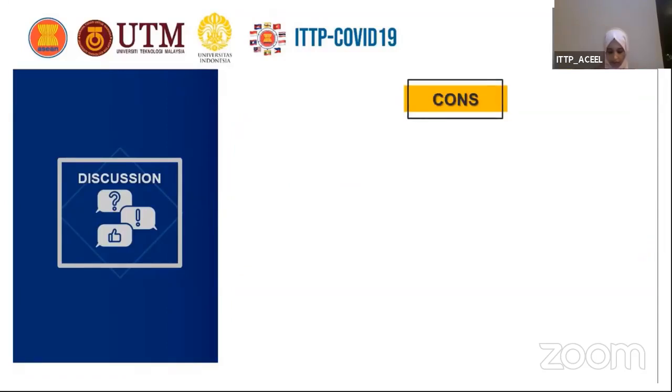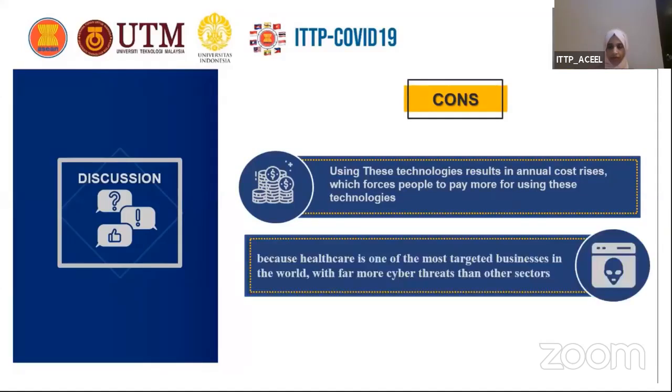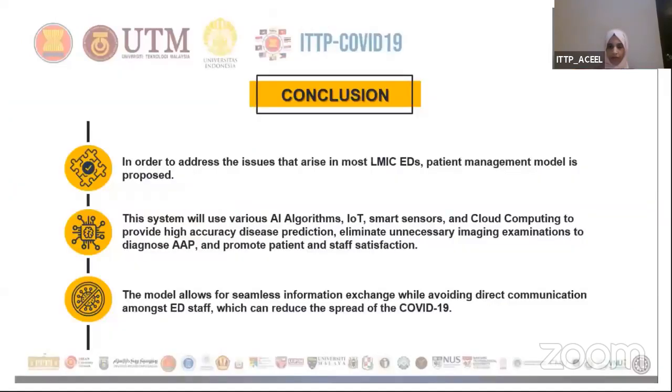On the other hand, there are some cons, for example, using these technologies results in annual cost rises, which forces people to pay more for using these technologies. Also, healthcare is one of the most targeted businesses in the world with far more cyber threats than other sectors.